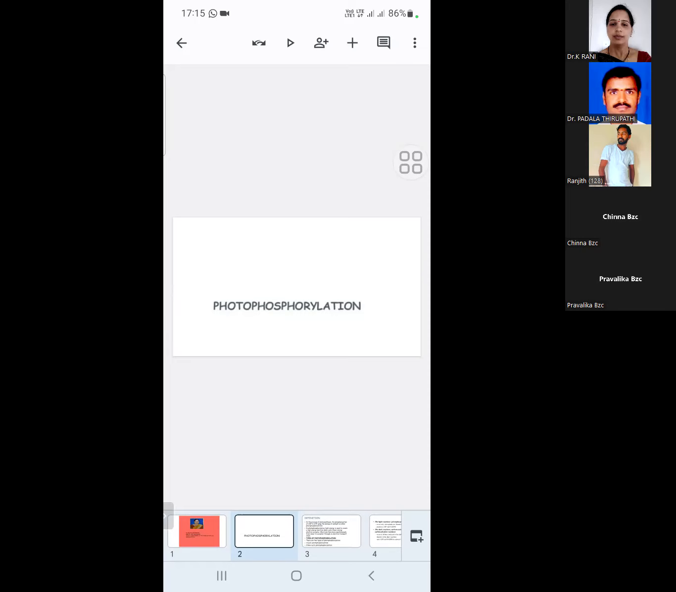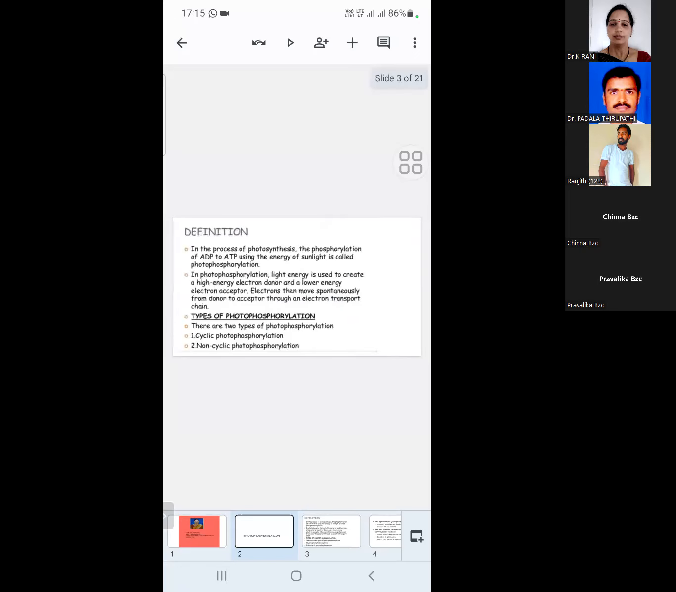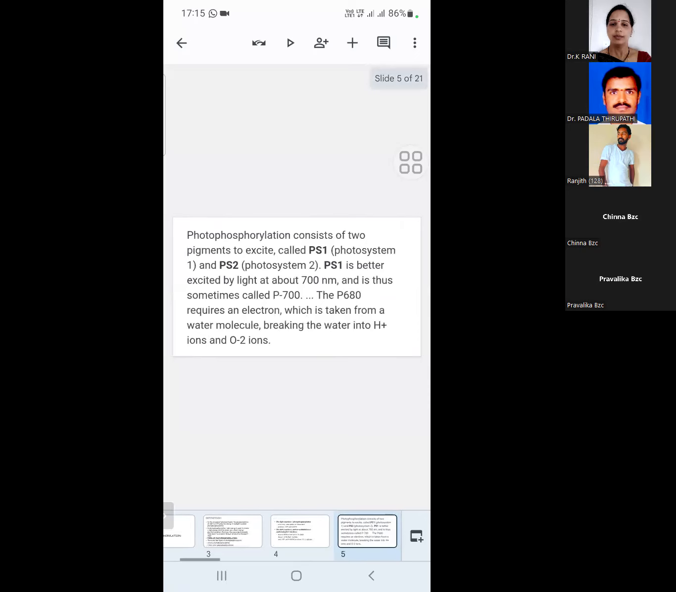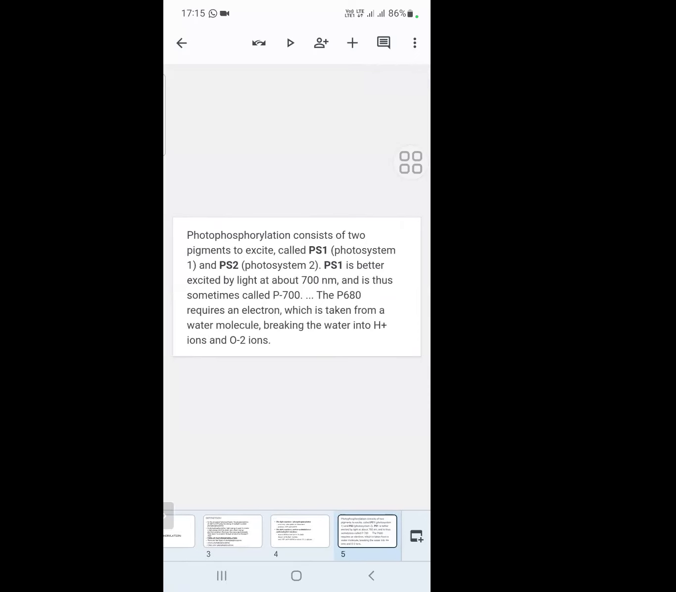Yesterday we discussed the structures of chlorophylls A and B. It is now confirmed that two separate groups of pigments cooperate in photosynthesis. These are designated as pigment system or photosystem 1 and 2. So now we are entering into the light reaction, pigment system 1 and pigment system 2. Photophosphorylation is the light phase. As I told you, photosynthesis is completed in two steps.